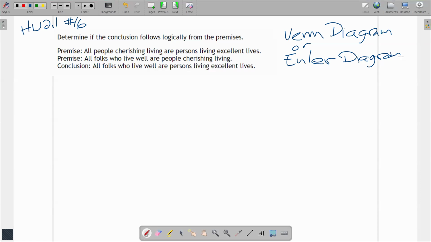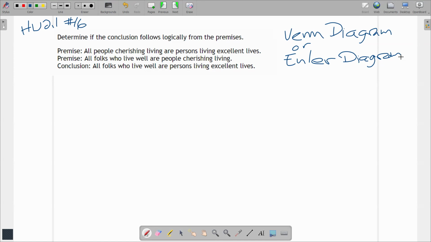So I'll show you how to draw them for each of these. Usually what I do is I do it in three parts. I draw out a diagram for one premise, I draw out a diagram of the other premise, I try to see how they fit together, and then I explore the conclusion to see how it fits in.